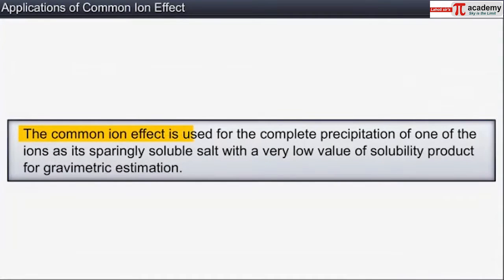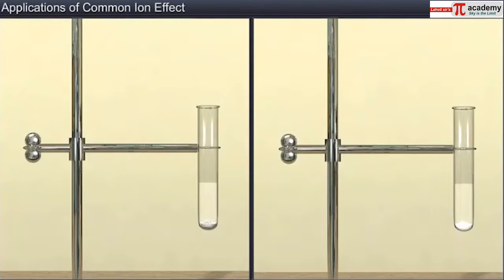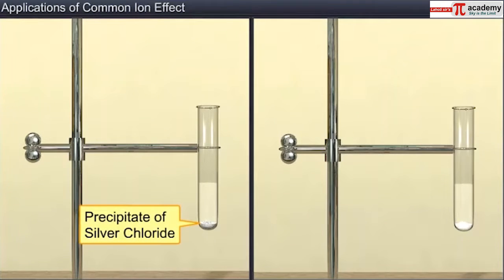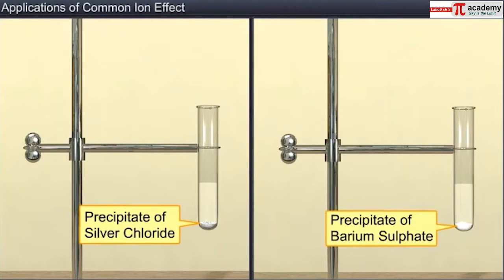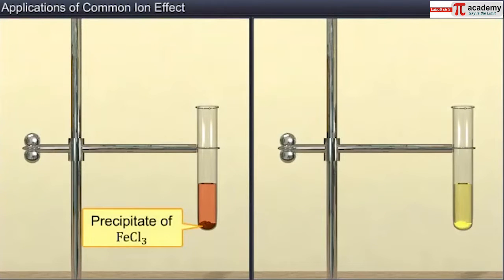The common ion effect is used for the complete precipitation of one of the ions as its sparingly soluble salt with a very low value of solubility product for gravimetric estimation. For example, silver ions are precipitated as silver chloride, barium ions as barium sulfate, and ferric ion as ferric chloride or ferric sulfate.